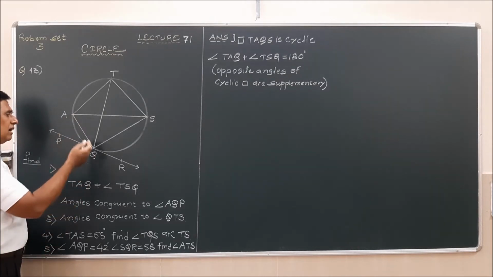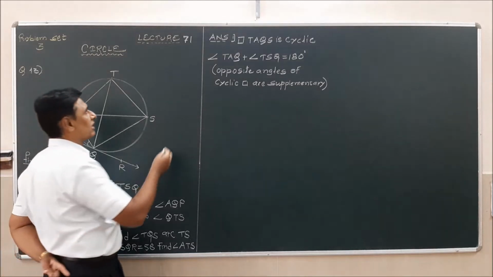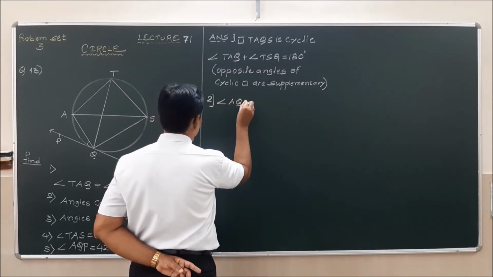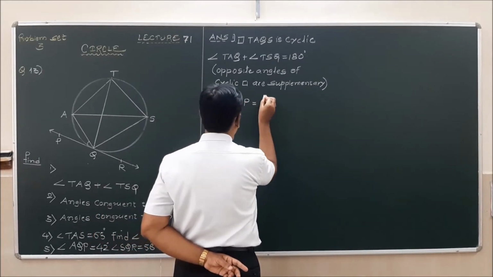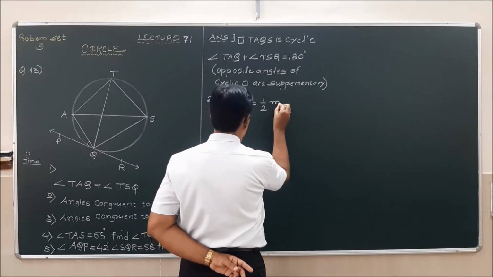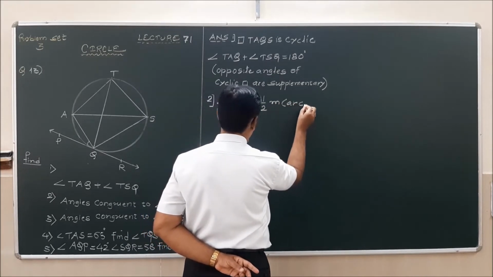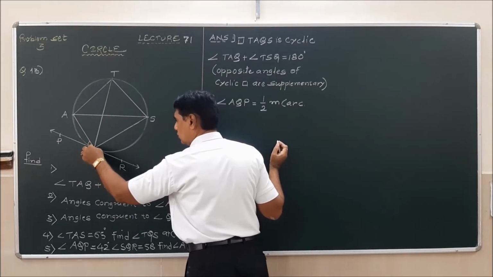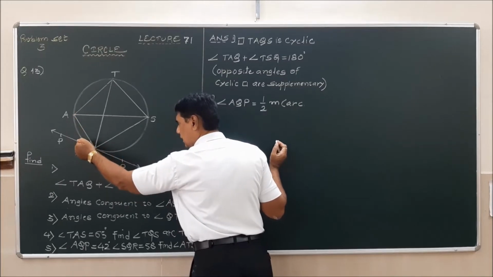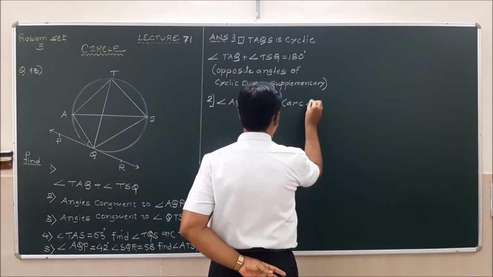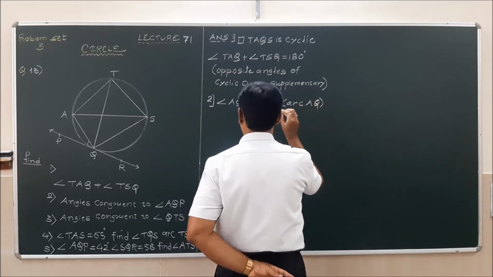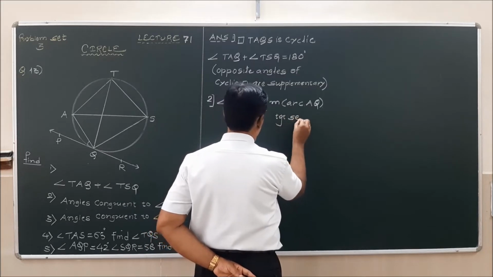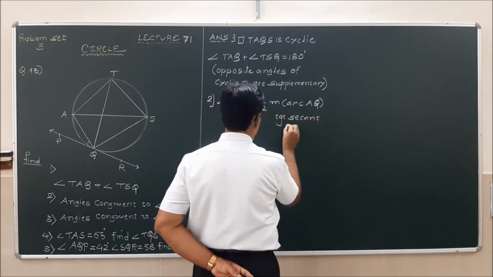Therefore, angle AQP is equal to half measure arc AQ. Reason is tangent secant theorem. Tangent secant theorem.